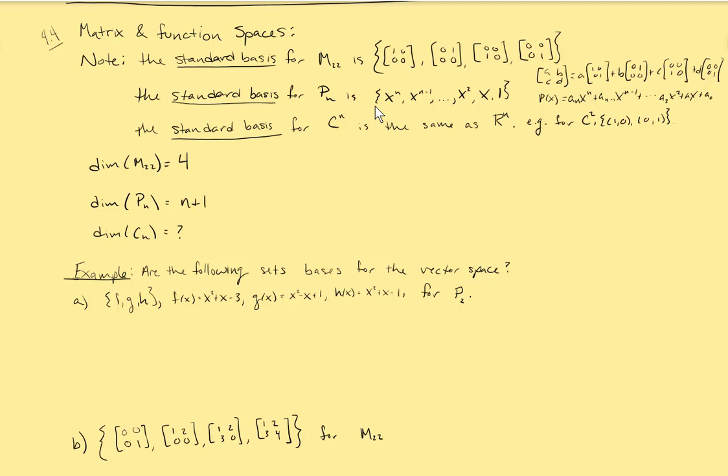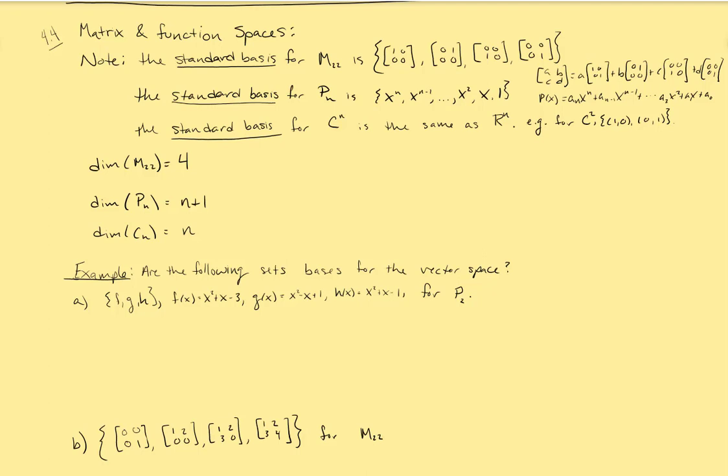How about Cn? Well, C2 had 2 of these guys. Just like with the real vector space Rn, we're going to get something similar. We're going to get the dimension is just whatever n is. Right.